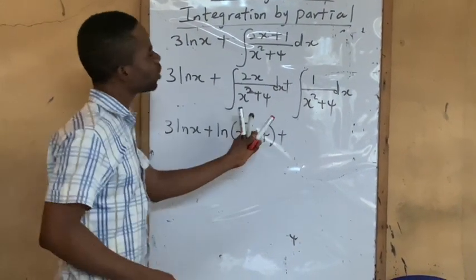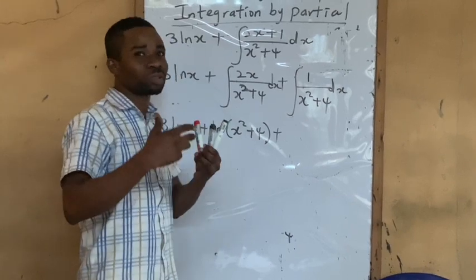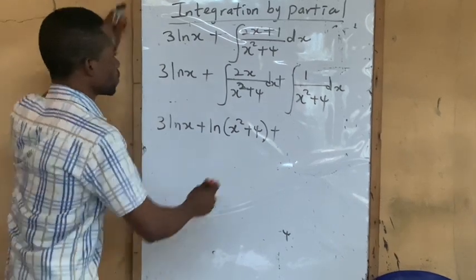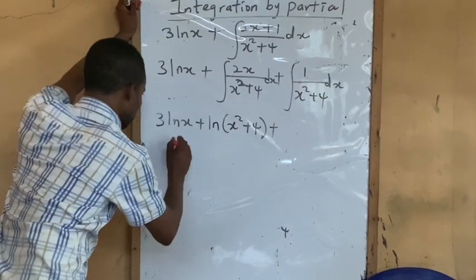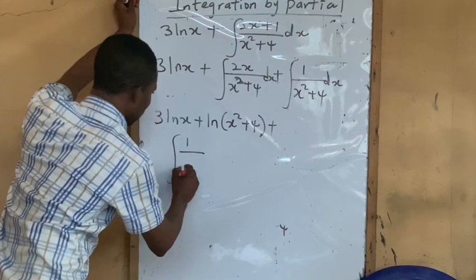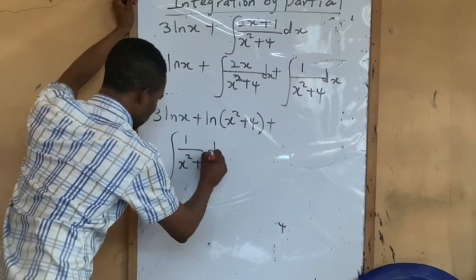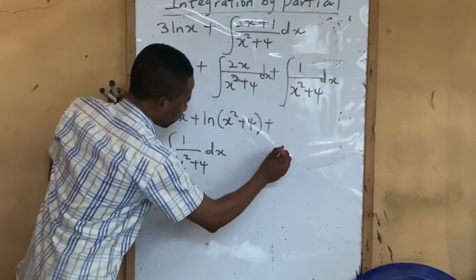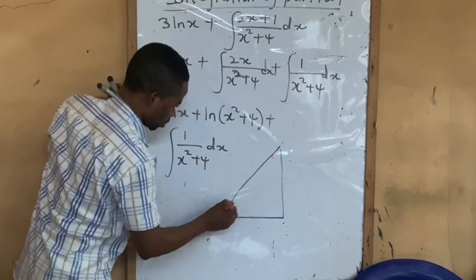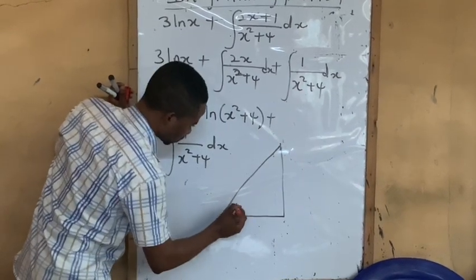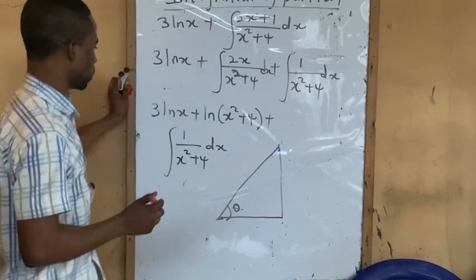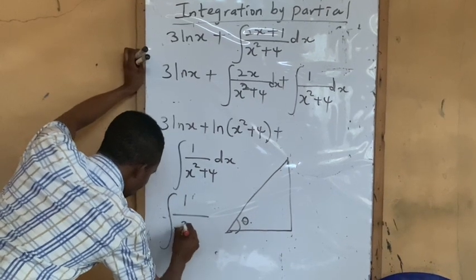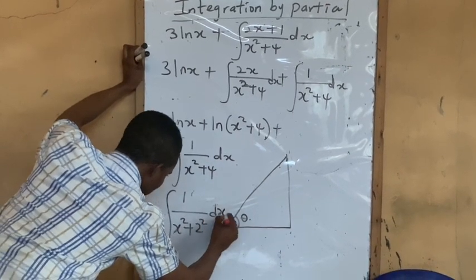So this kind is leading us to another integration entirely, which is integration by substitution. That means trigonometric substitutions. I'll do this separately again. That means the integral of 1 all over x squared plus 4 dx. Now, according to the substitutions, if you can remember, we apply the right angle triangle. Let me call this one my theta. And you have to rewrite this as the integral of 1 all over x squared plus 2 squared dx.